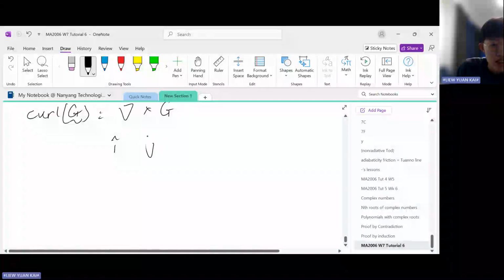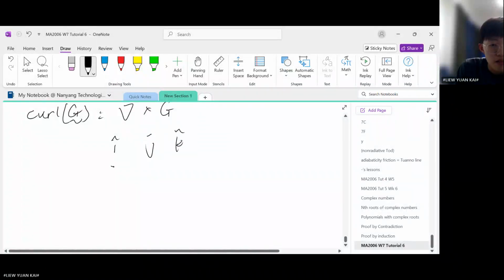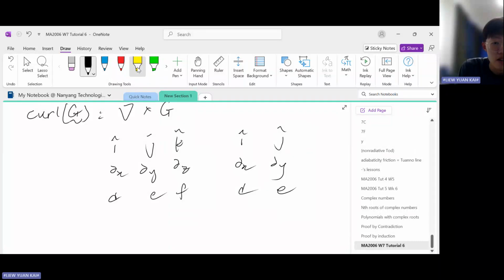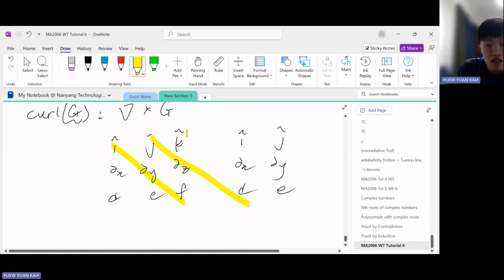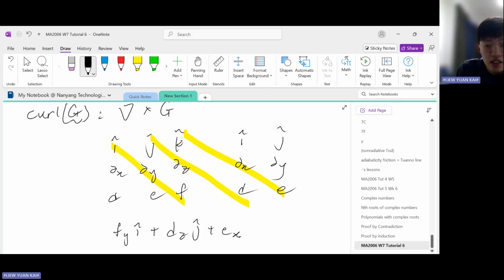This will be i, j, k, partial derivatives, and then the entries of G are D, E, F. So the first one is FY, the next one is DZ, and then the next one is EX.